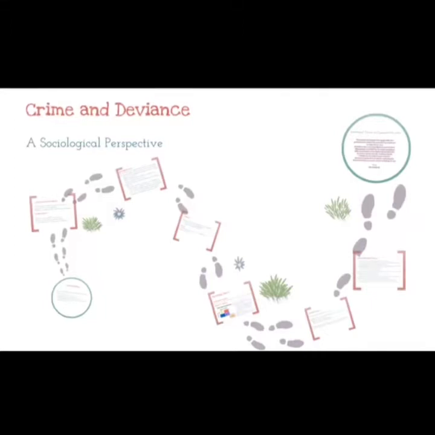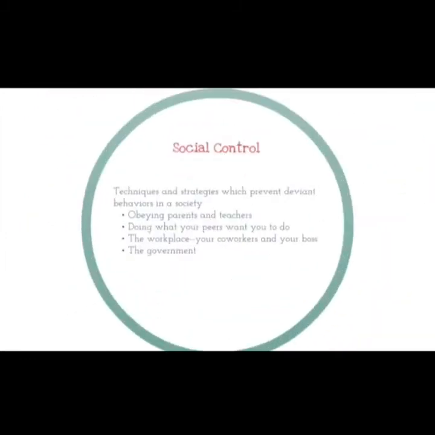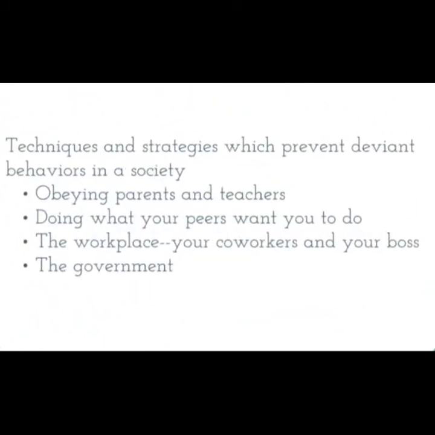So first, let's start off with a couple of little definitions here. The first of those is social control. These are techniques and strategies which prevent deviant behaviors in a society. And so these are the things that force you, so to speak, to obey others and to do what others want you to do. And we have a lot of agents of socialization that help to work in tandem to keep those social controls in place.